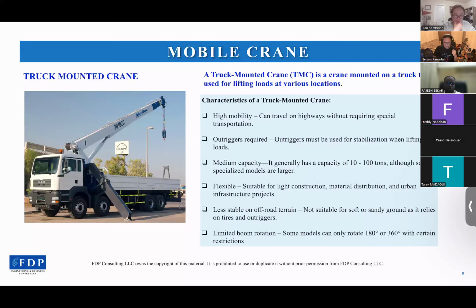But something to consider when using this crane is its flexibility. It is suitable for light construction, and can also be used for material distribution or transfer from one place to another, as it has a space for cargo at the back.